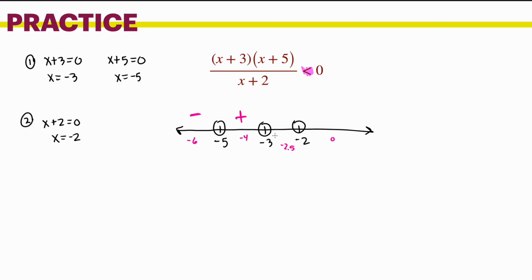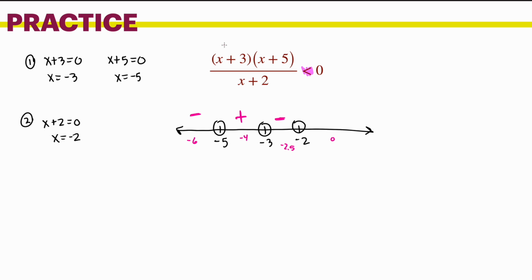Now I'm going to do negative 2.5. Negative 2.5 plus 3 will give me a positive. Negative 2.5 plus 5 also gives me a positive. But negative 2.5 plus 2 is going to be negative. I only have one negative, so it's going to be negative.